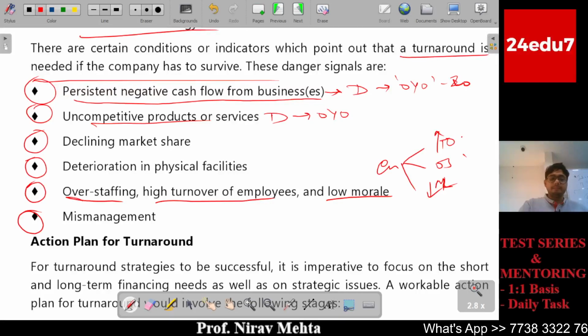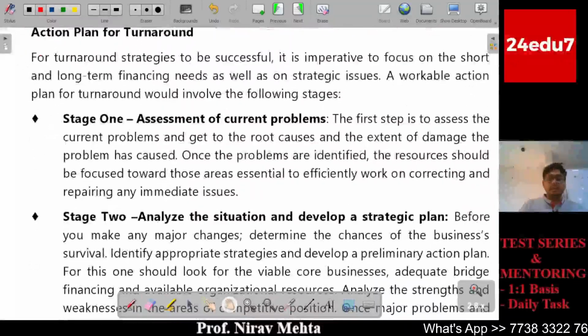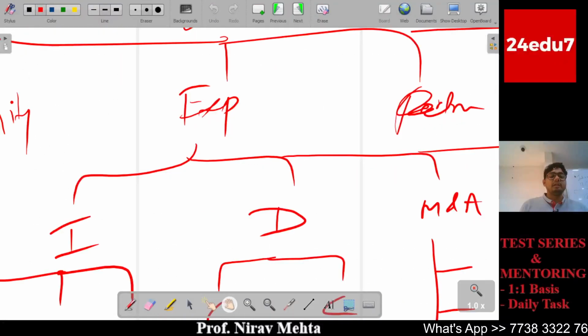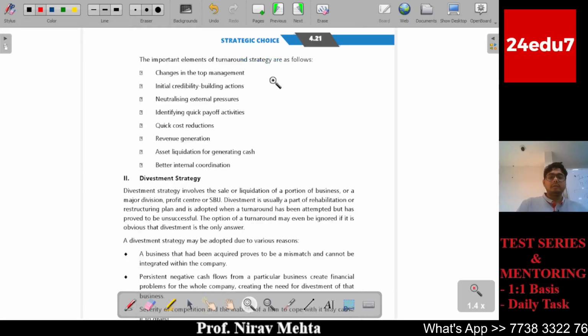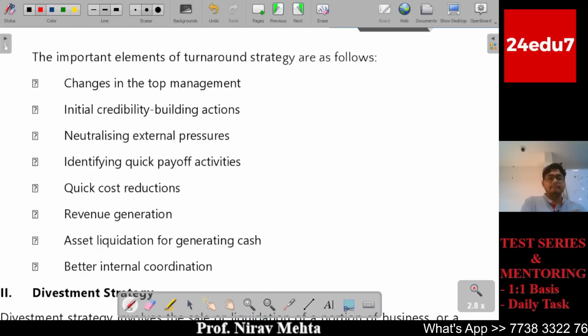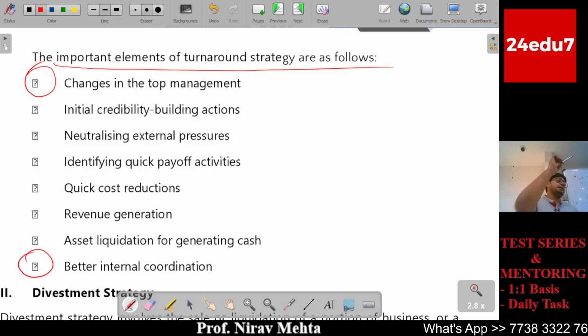Yes or no? The action plan we have to do later, and we will be doing this from the case study. So listen here, page number 4.21. Elements of turnaround. Listen, there is the mismanagement, so what to do? Now listen, second point: improving internal efficiency, better internal coordination.